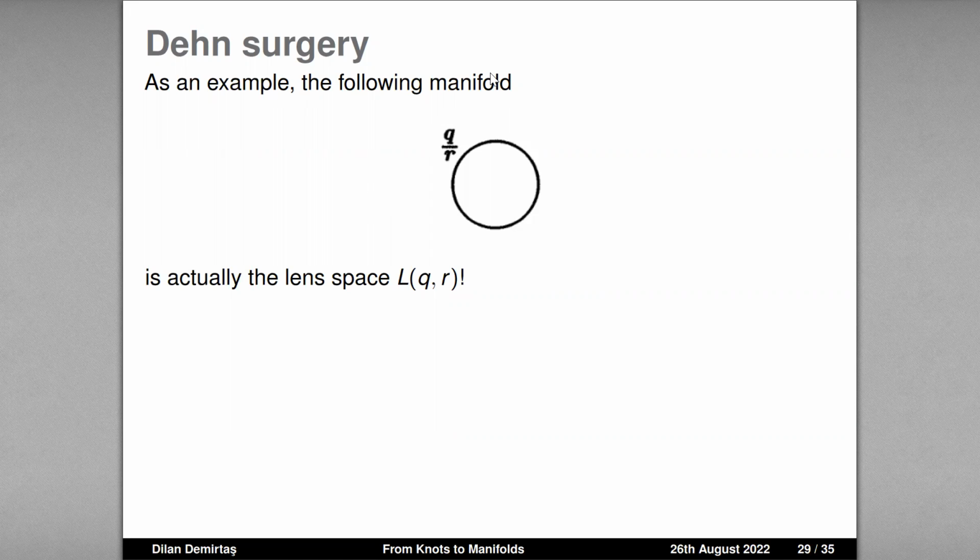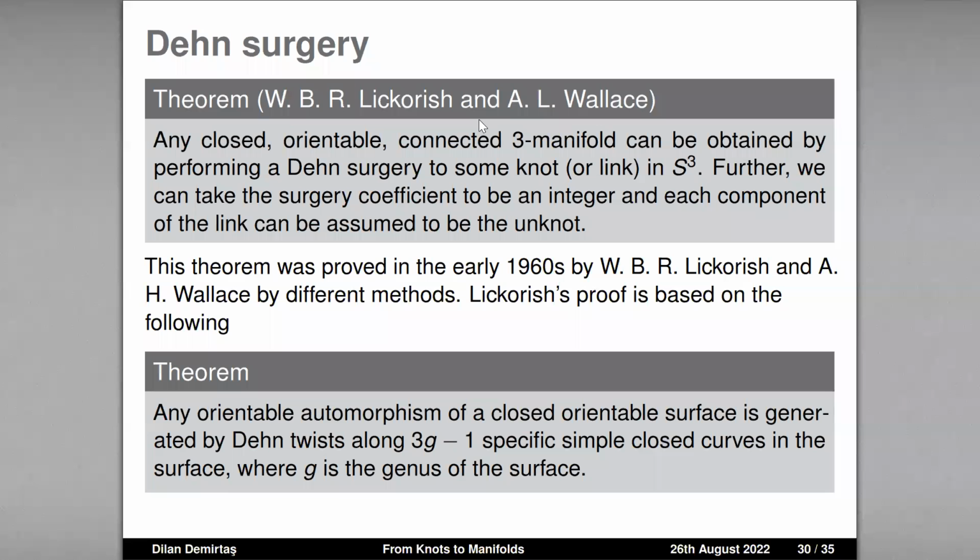As an example, the following manifold is actually the lens space L(p,q). And I stated the big theorem, and Lickorish and Wallace proved this theorem by different methods independently.